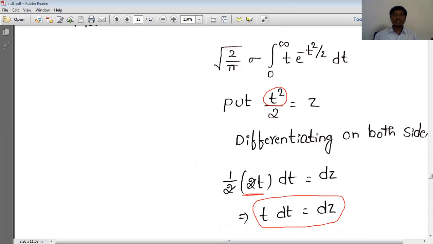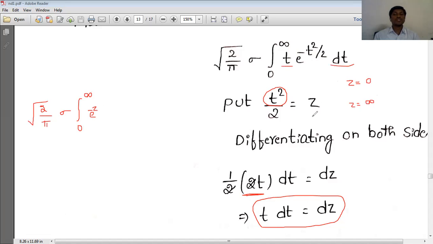So this is a definite integral. If you substitute in place of t as 0, then 0 square by 2 is nothing but again 0. If you substitute infinity, z is equal to infinity. There is no change in that. It means we get square root of 2 by pi sigma integral 0 to infinity e power minus t square by 2, which we chose as minus z, and t dt here it is.